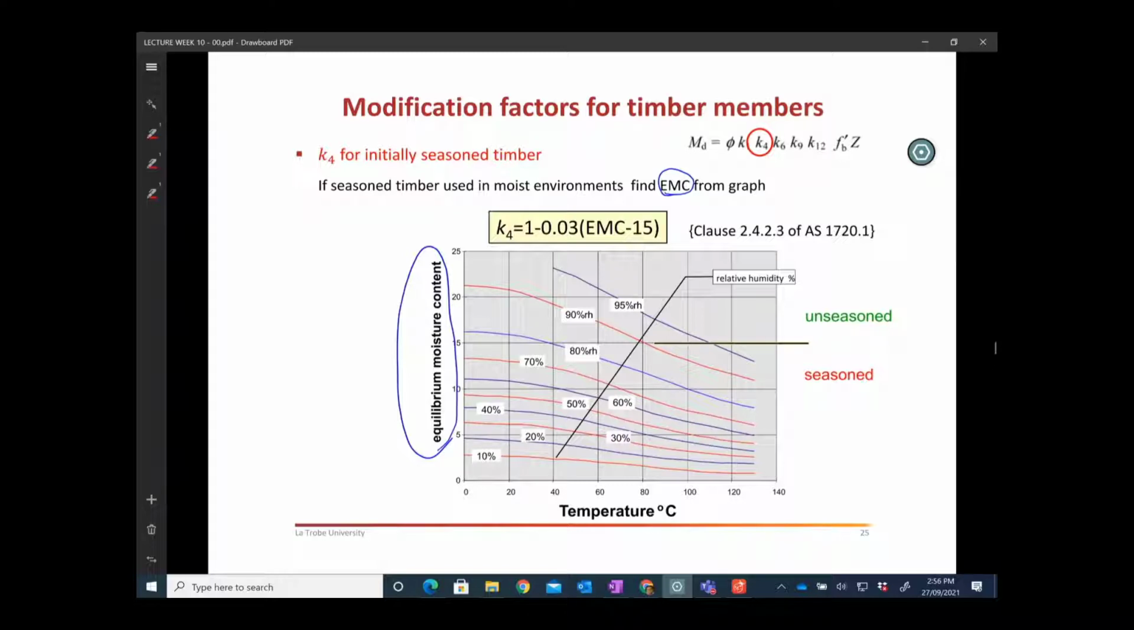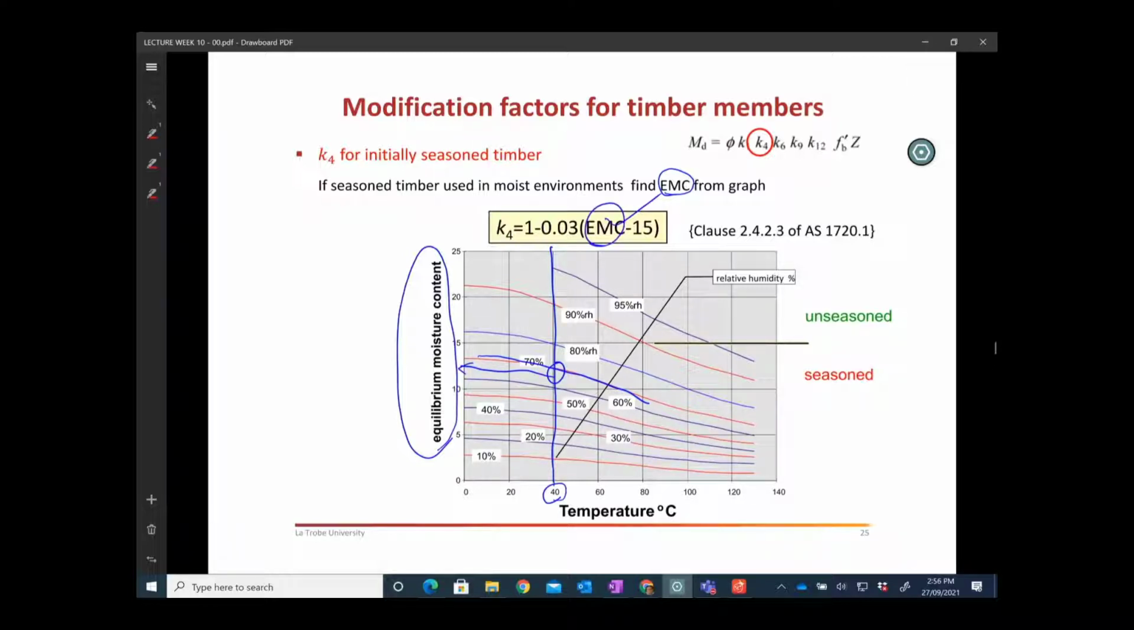So they have given you this chart. And this clause also gives you these equations based on these charts, where you have seasoned timber, unseasoned timber, and humidity. Based on these temperatures, you can calculate this equilibrium. So if you know your temperature and you know the humidity in your environment, you can find the equilibrium EMC, and you plug that EMC here and you know the K4.